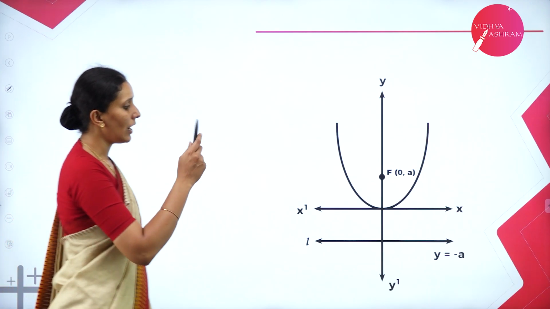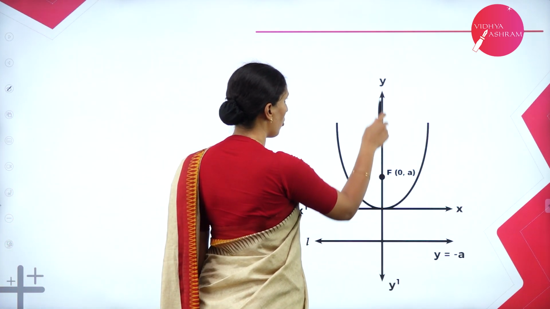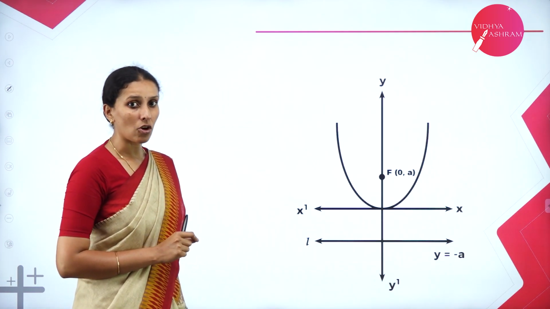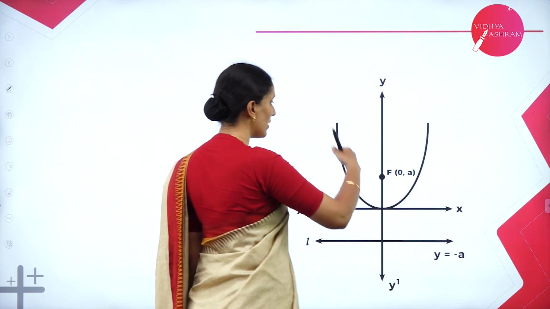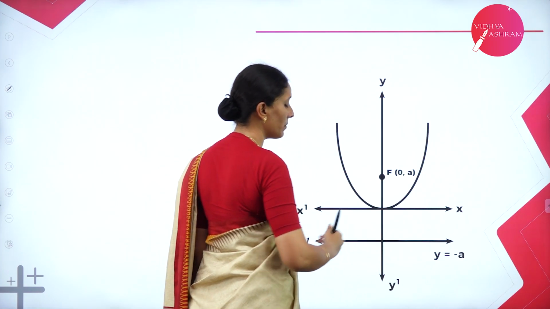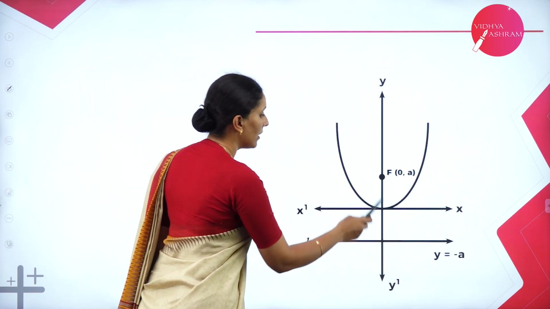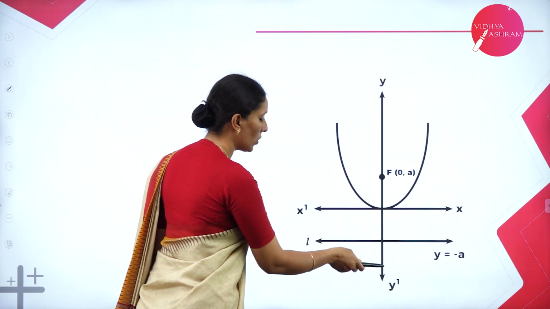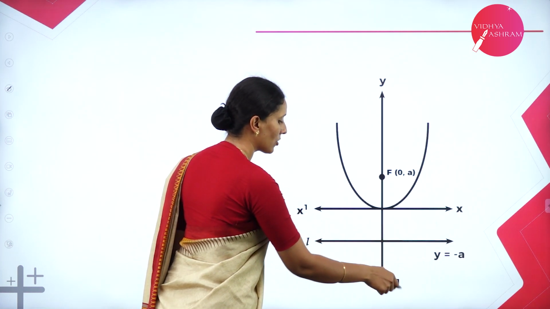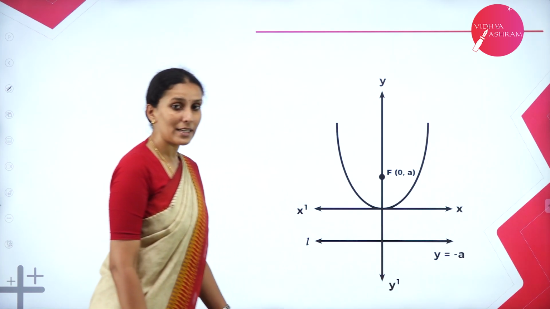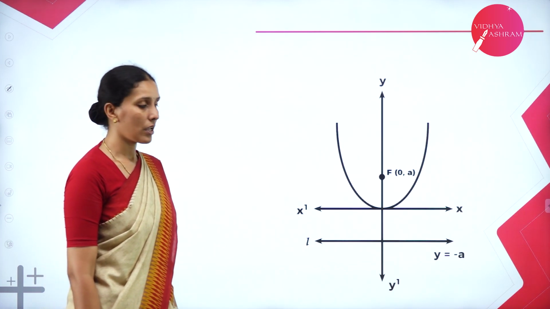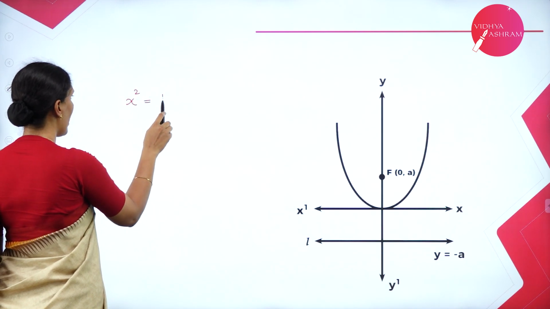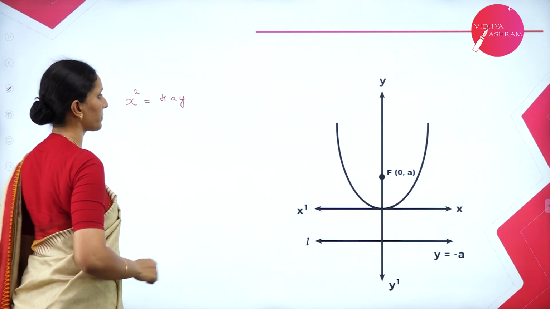The next one is the upward parabola. Here the focus lies on the y-axis. The axis on which the focus lies is called the axis of symmetry. So for this type of parabola, the axis of symmetry is the y-axis. Obviously the directrix lies below the x-axis, on the negative direction of y. So here y is equal to minus a is the equation of the directrix, and the equation of the parabola is x square is equal to 4ay.